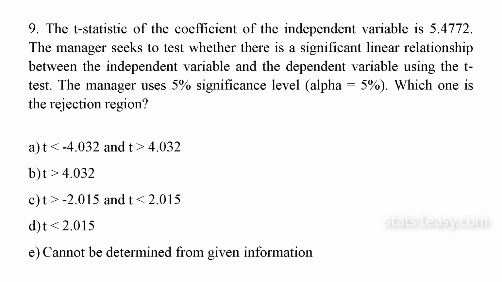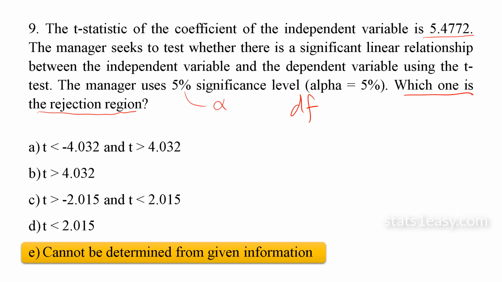In number 9 here, we want to find the rejection region. Based on the information given to us, we're given the value of the test statistic, which we really don't need. We're given alpha, which we need. However, we don't have the degree of freedom. So the sample size or the degree of freedom is not given to us. So it is not possible to find the critical value that determines the rejection region from the t-table if we don't have the degree of freedom. So the answer here is cannot be determined from given information.